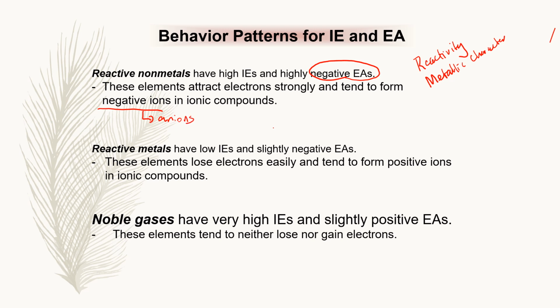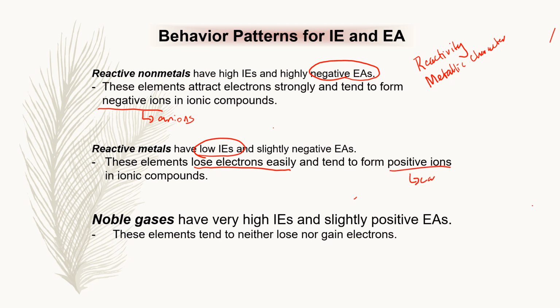For your reactive metals, they're going to be the ones that have very low ionization energies. They may have a slightly negative or barely positive electron affinity, but because they have this low ionization energy, they will be able to lose their electrons very easily, and it will not require very much energy to do so. So these will typically form the cations for your ionic compounds, again, that positively charged ion in the compound.